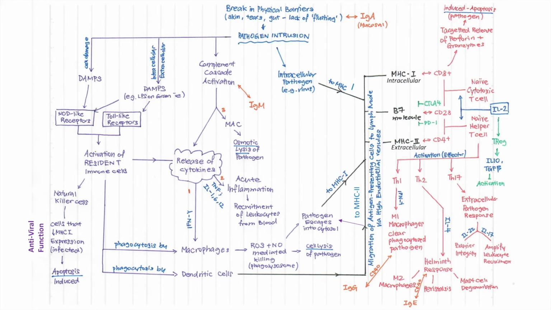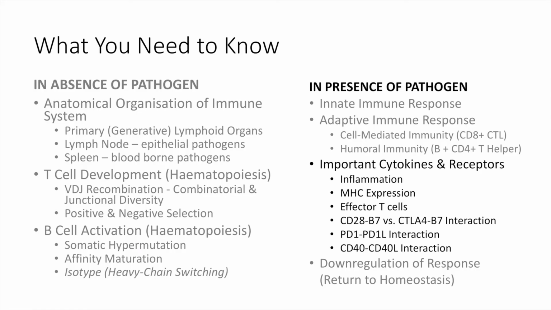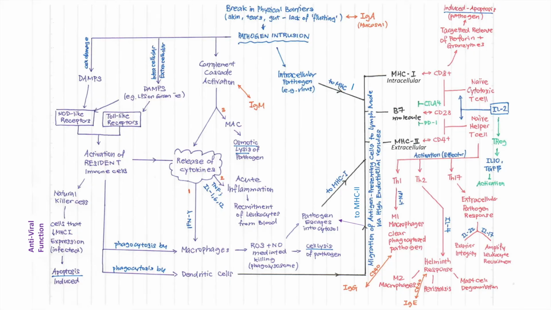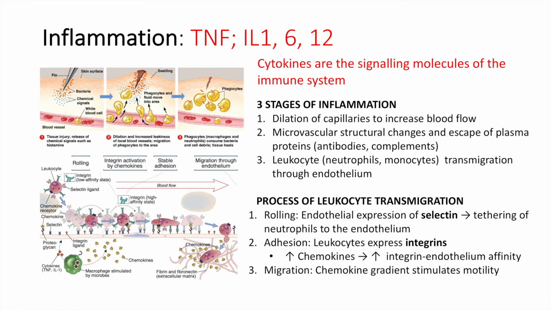Okay, actually before that, let us discuss acute inflammation first. So acute inflammation in detail, as I said earlier, was mediated by these cytokines over here, which are the signaling molecules of the immune system. There are three stages of inflammation and three processes that allow leukocytes to transmigrate from the blood into the site of infection. And this you should be familiar with.